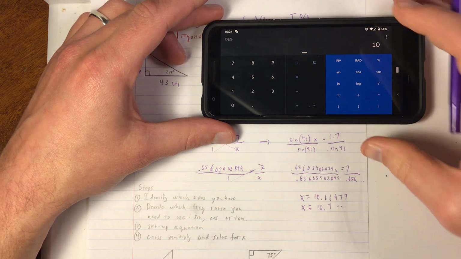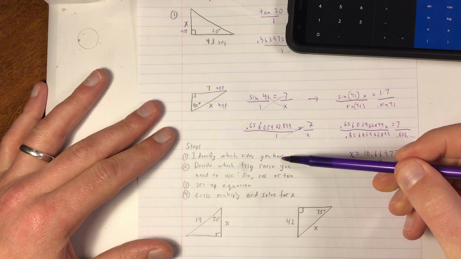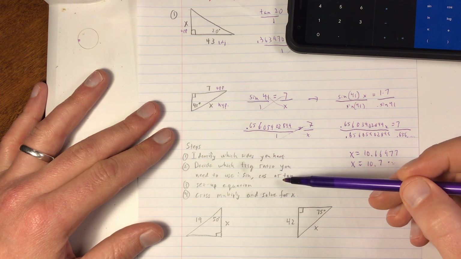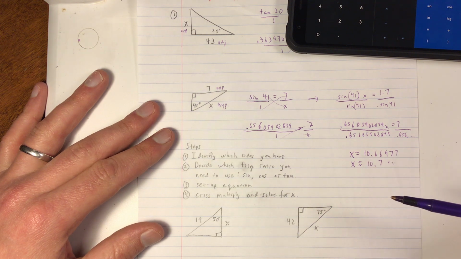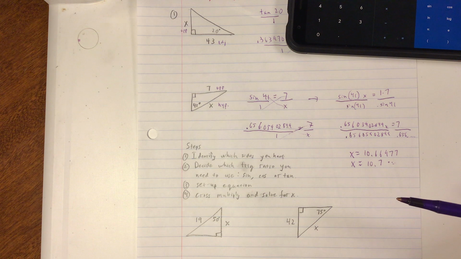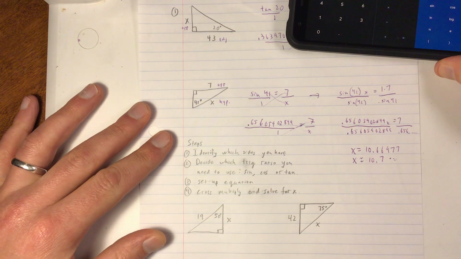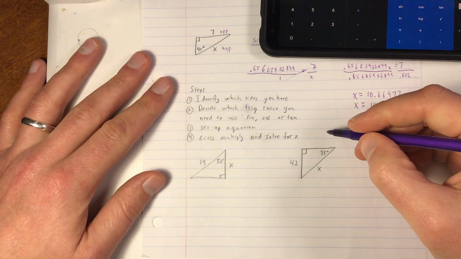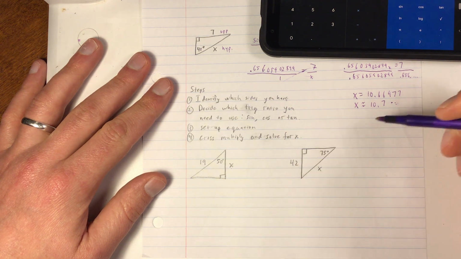Okay? So here are the steps. Identify which sides you have, decide which trig ratio you need to use, sine, cosine, or tangent, set up the equation, cross multiply, and solve for x. I'm going to give you just a moment to set this up right here and try this on your own. Pause the video. Try to find x on your own. Go ahead.